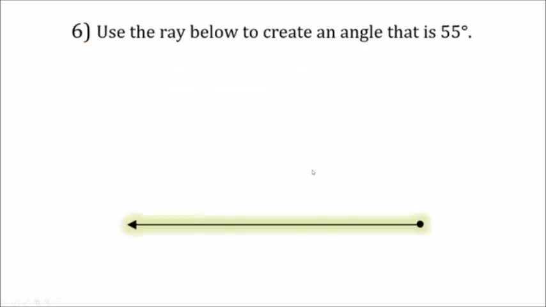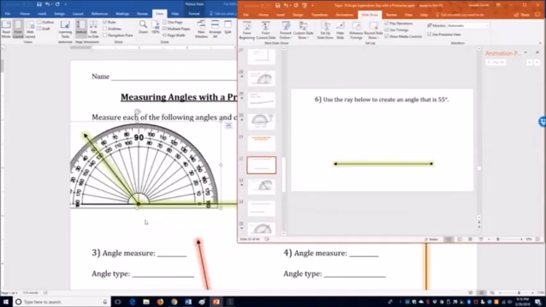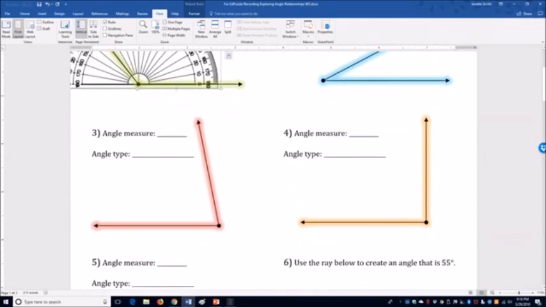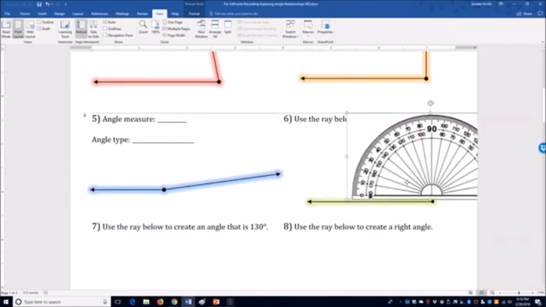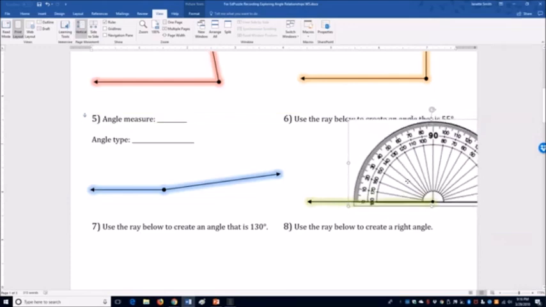Okay, now we're going to be creating angles. We're going to be given the measurement using our protractor. So if we go to number 6, and I have my protractor here, you're going to line up the protractor with the vertex and the ray, just like this. And then it tells us it wants an angle that's 55 degrees. So you're going to go to 55, and right above it, you're going to put a little dot there.